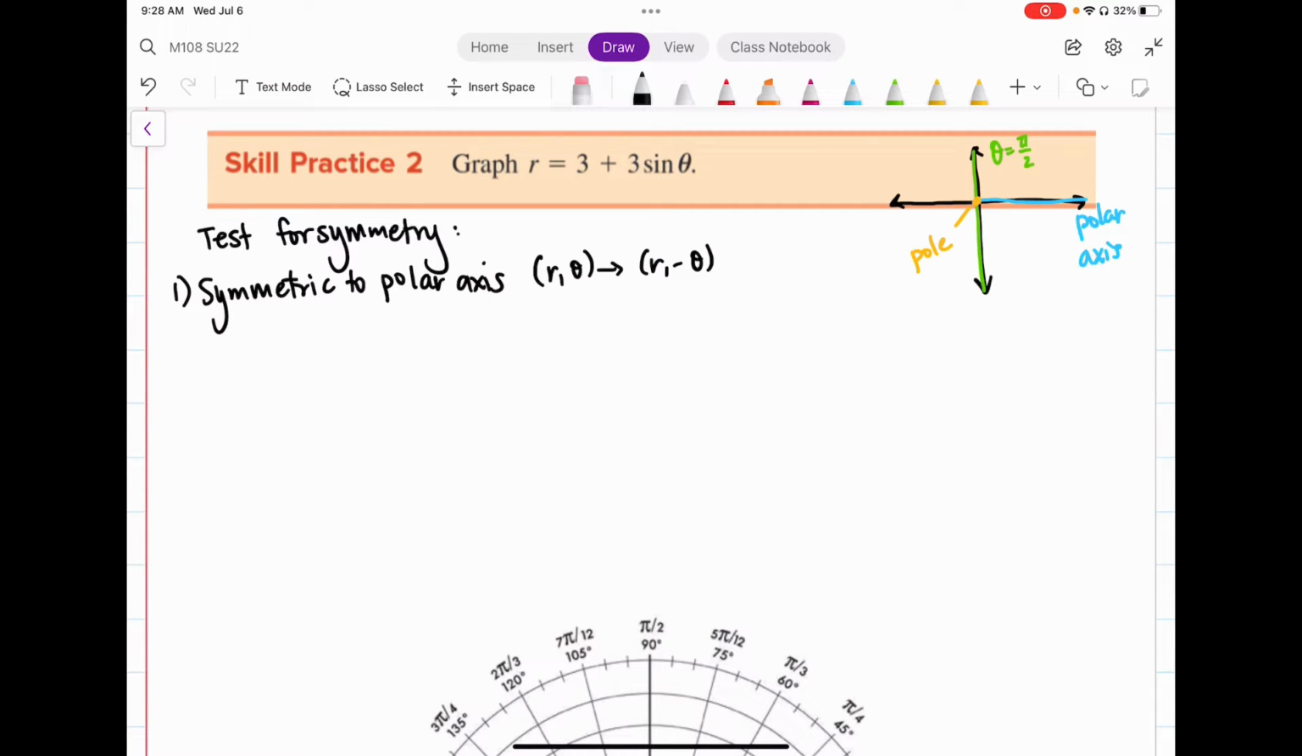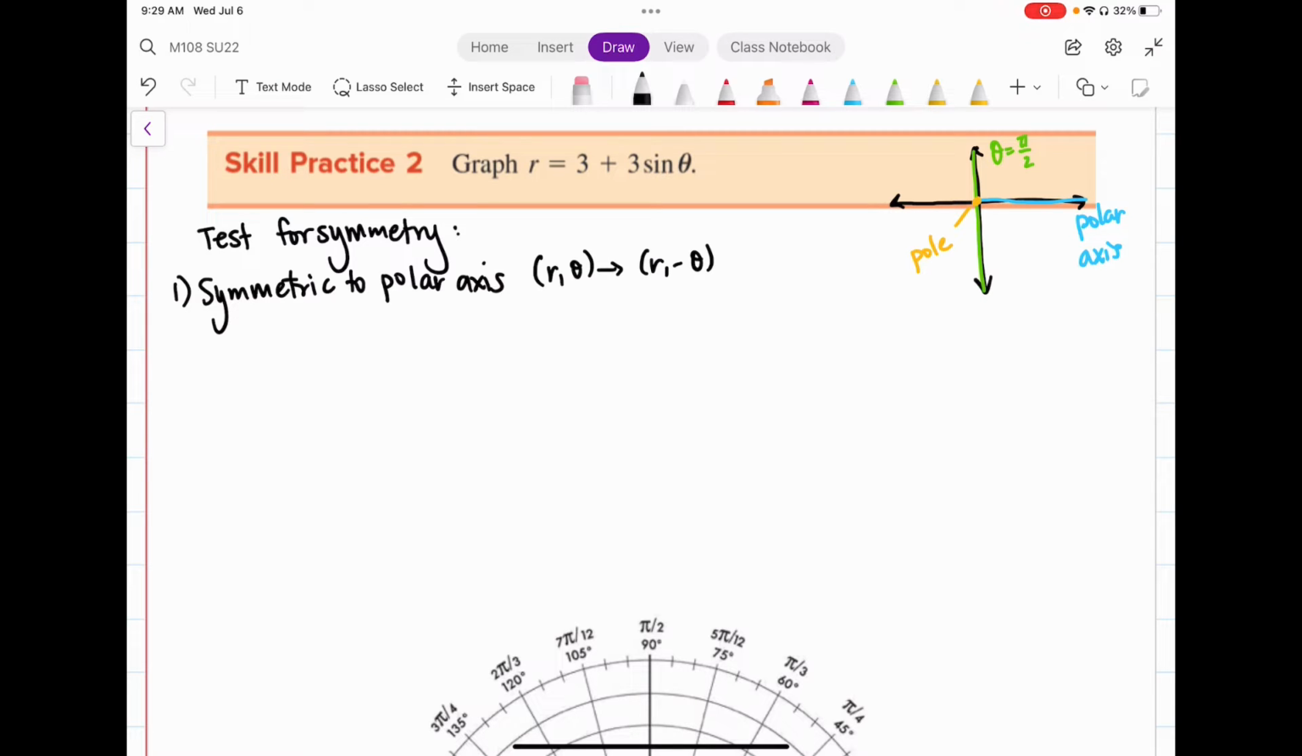Here's my drawing that shows the three different types of symmetry that we might have. The first one we're going to test for is symmetry to the polar axis. The polar axis is what would be the positive x-axis in the rectangular coordinate system. The line theta equals pi over 2 is the same thing as the y-axis, and the pole is the origin.